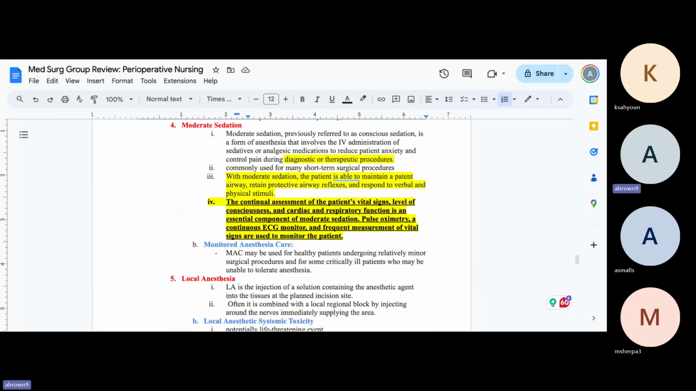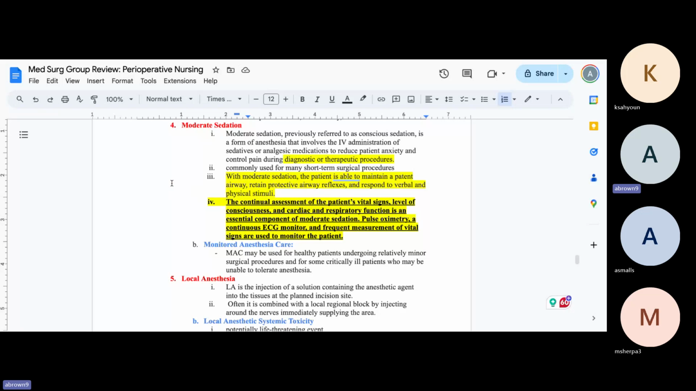Next is moderate sedation. Moderate sedation, previously referred to as conscious sedation, is a form of anesthesia that involves the IV administration of sedatives or analgesic medications to reduce patient anxiety and control pain during diagnostic or therapeutic procedures. It is commonly used for many short-term surgical procedures.